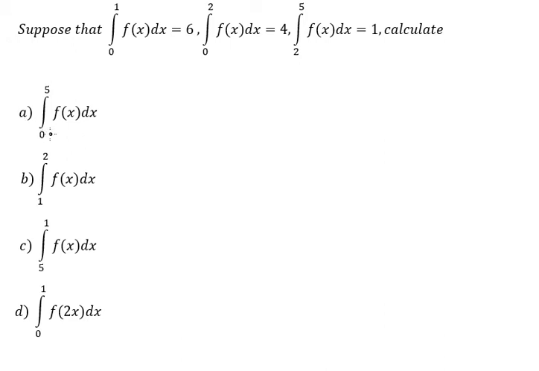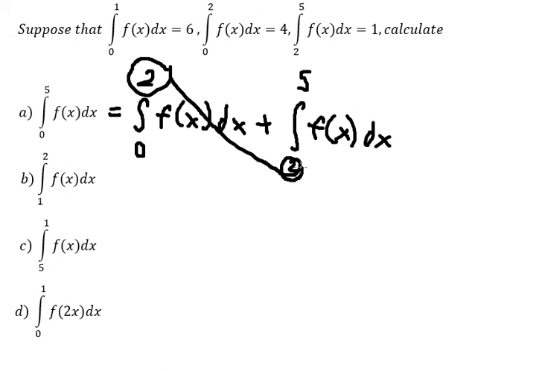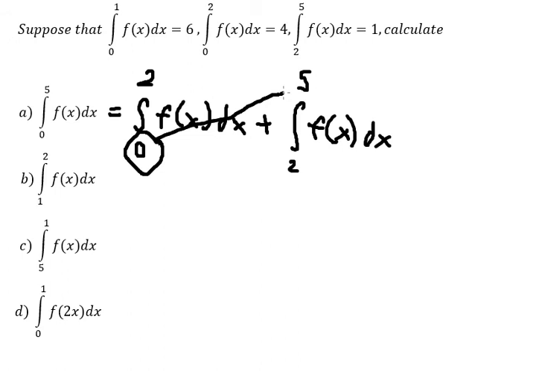Question A. We need to find the integration from 0 to 5 of f(x) dx. If we look carefully, this is the combination between the integration from 0 to 2 and the integration from 2 to 5. Because 2 combined with 2 in here, when we combine the two integrations, we have the integration from 0 to 5.